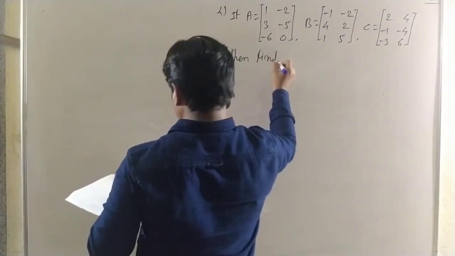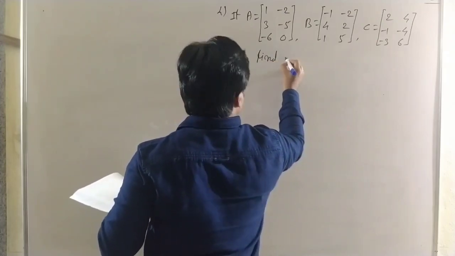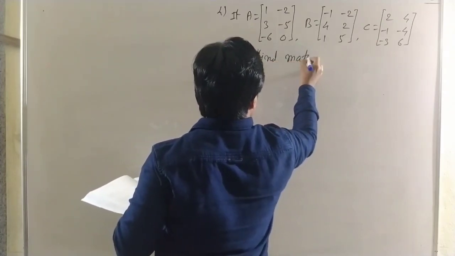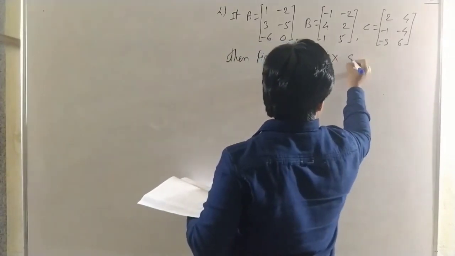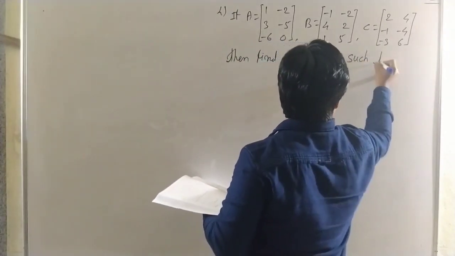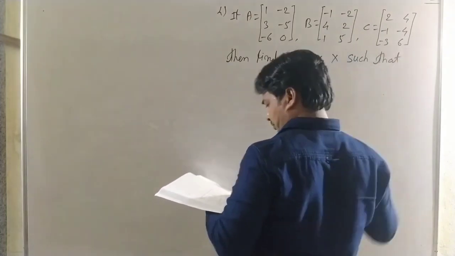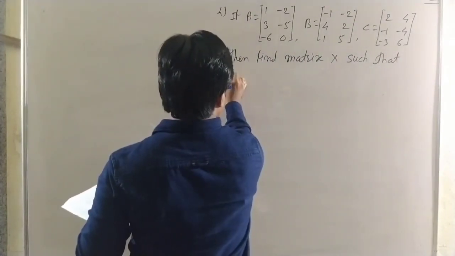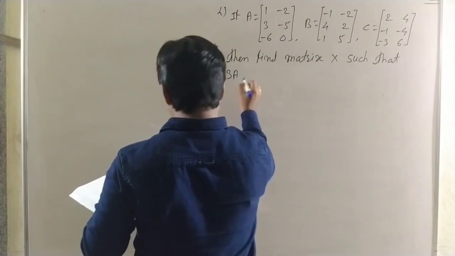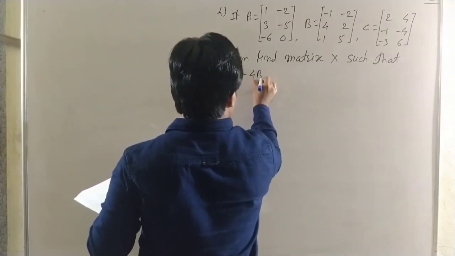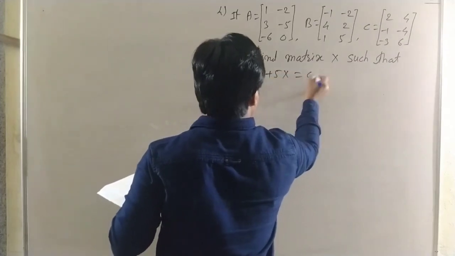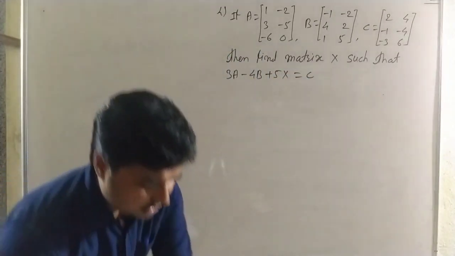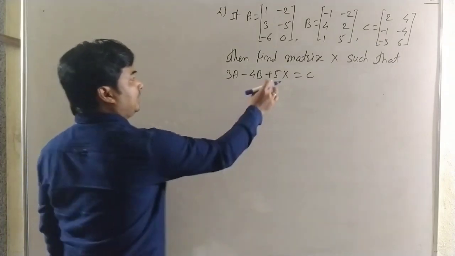Then find the matrix X such that 3A minus 4B plus 5X is equal to C. Now again the same calculation, we find the matrix X.